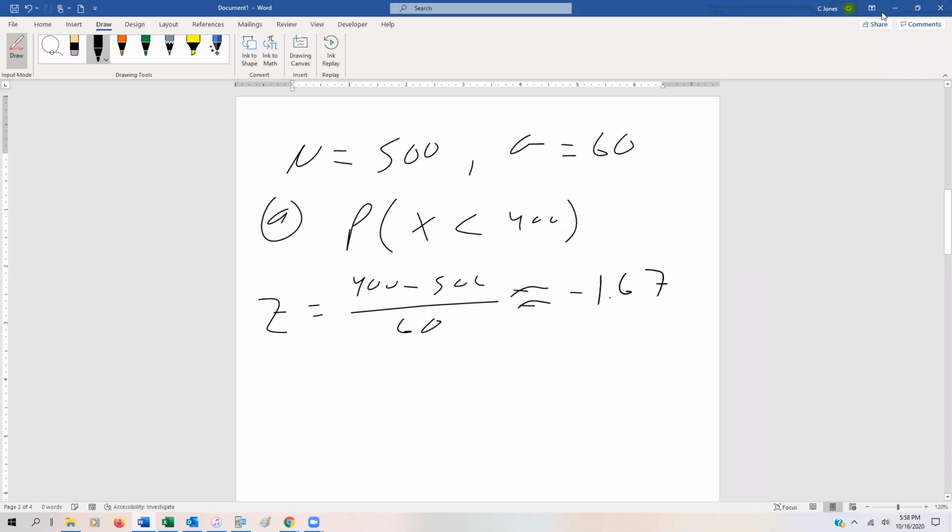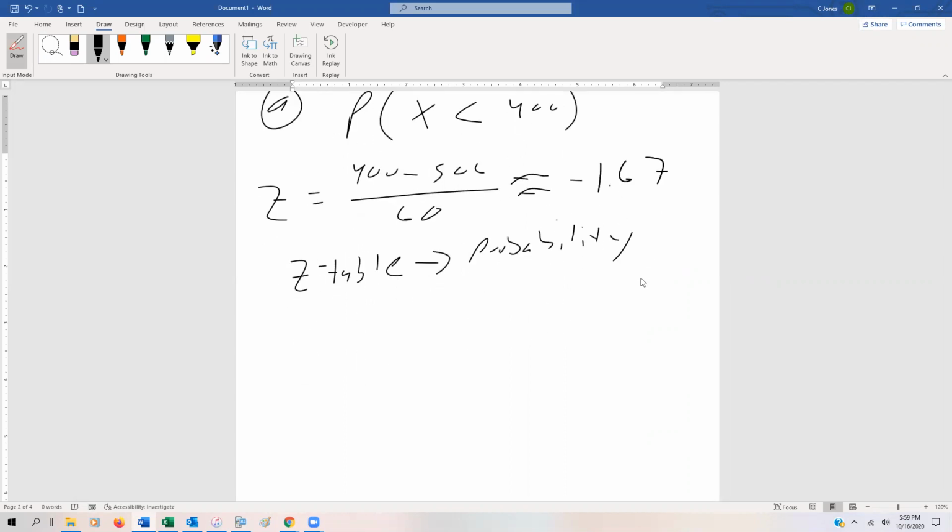Then we'd have to go to our table and get a probability. Unfortunately, I don't have my Z table currently brought up, but that's how we would do it the old way. Now in Excel, it's really easy. It does everything for us.